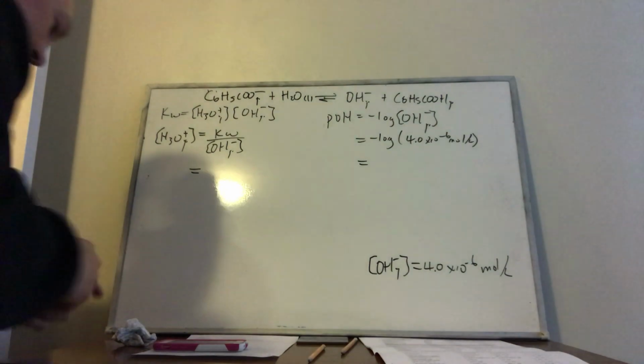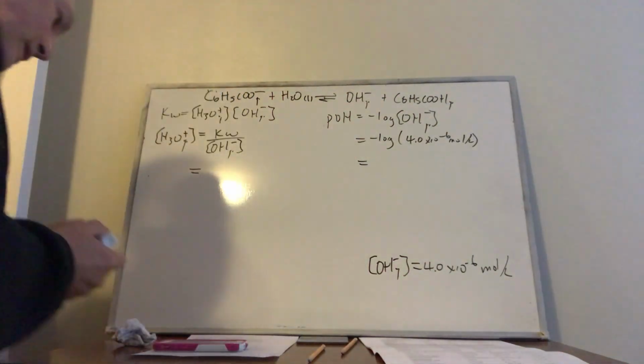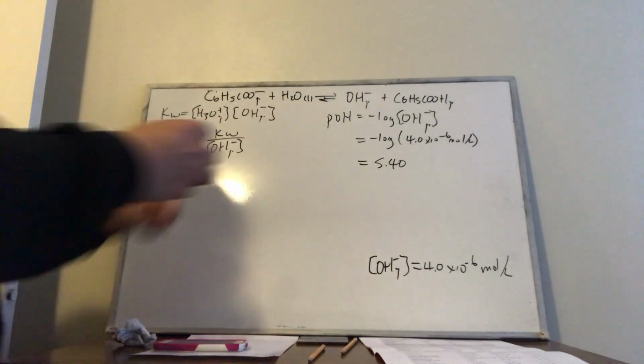So pOH equals negative log of the hydroxide ion concentration. So negative log of 4.0 times 10 to the minus 6 moles per liter, using the actual number in my calculator. And I can just do that right here. And I get 5.40 as my pOH.